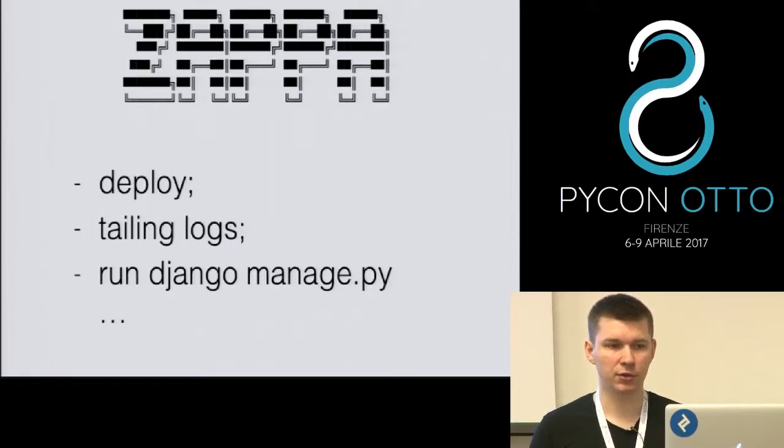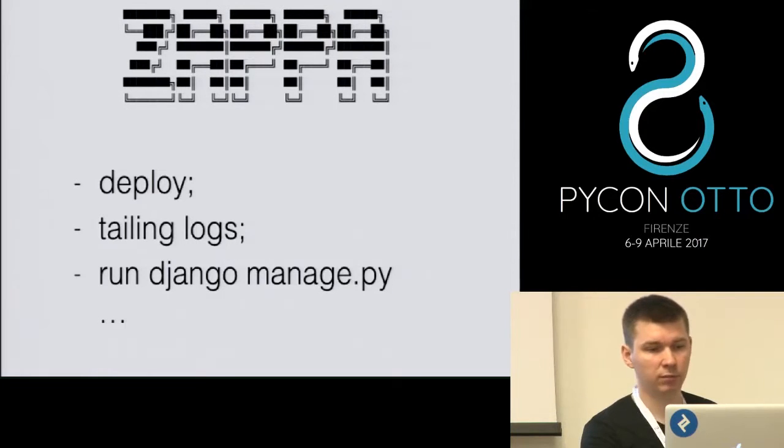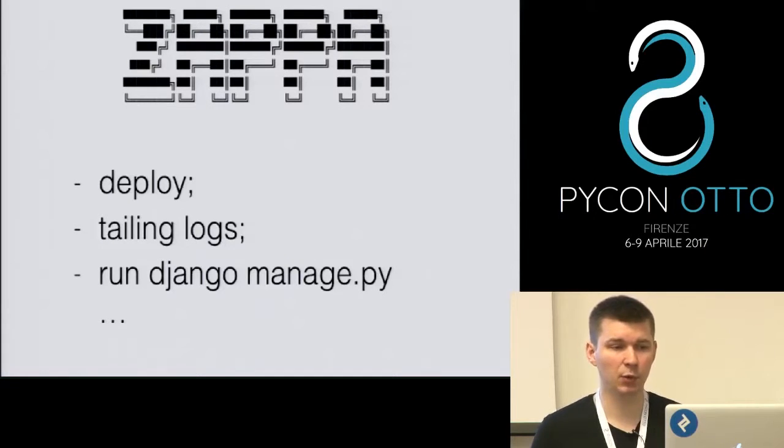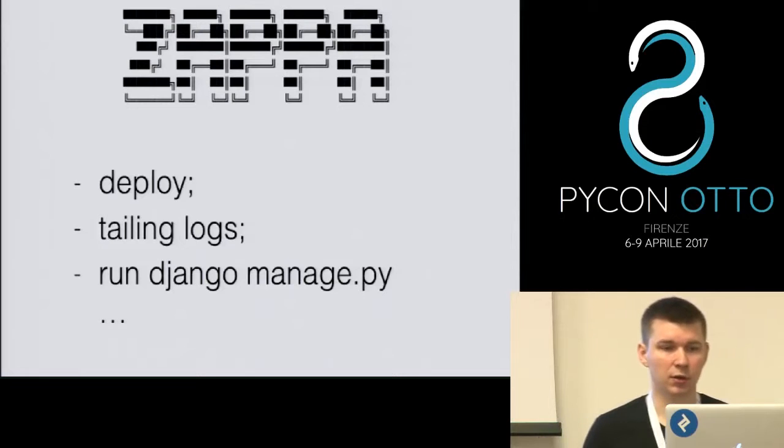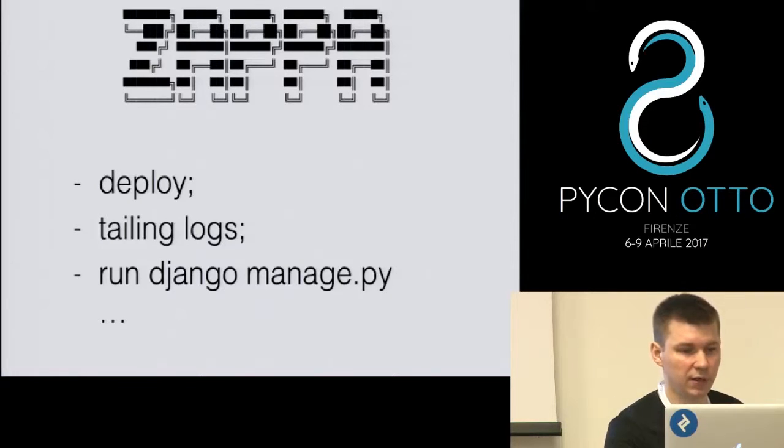One of the cool features is that you can tail logs. You can run whatever manage commands from Django or create similar manage commands in Flask with Flask manage. You can do rollback, you can run separate tasks like Celery, you can undeploy, etc. There are lots of things that you can do with Zappa.